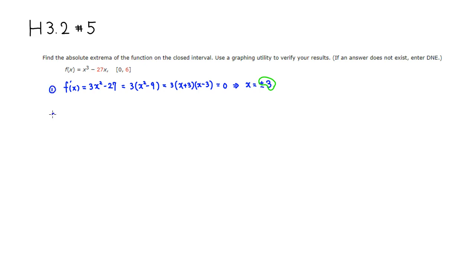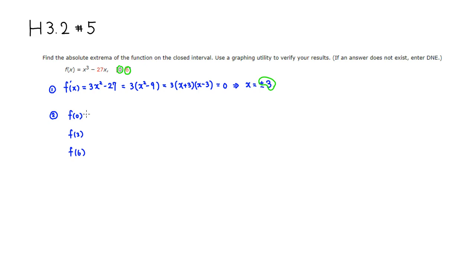The second step is to evaluate the function at the critical number and also at the endpoints. The left endpoint is 0, so we cover that. The next number is positive 3, which is the critical number, so you have f of 3. And the last number is the right endpoint, which is 6, so you have f of 6.